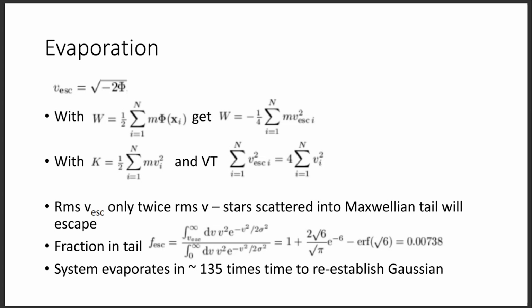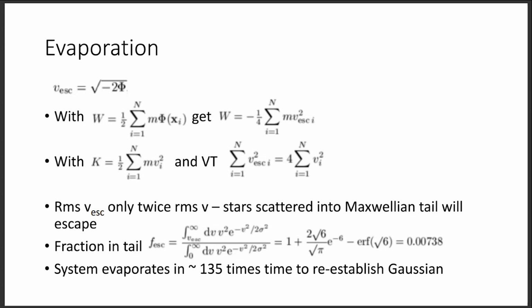So putting that condition in and cancelling this and that, we discover that the sum of the squares of the escape velocities is simply 4 times the mean square velocity of the system. So what is that telling you? That's telling you that the escape velocities are actually not that much above the actual velocities.